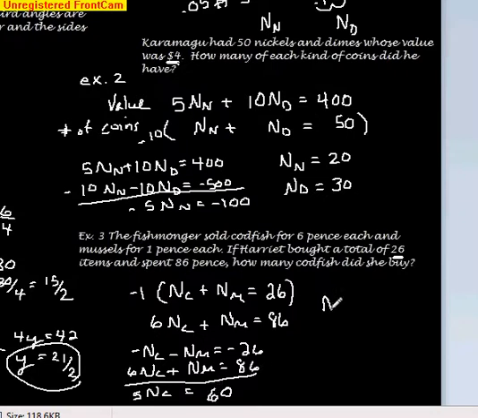So we divide both sides by 5. We'll say the number of codfish equals 12. And then you just have to figure out the number of mussels. And we would have to put it up here, get the number of mussels, and that would be 14.